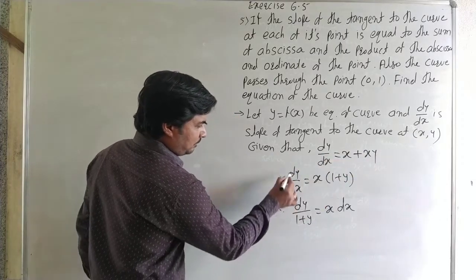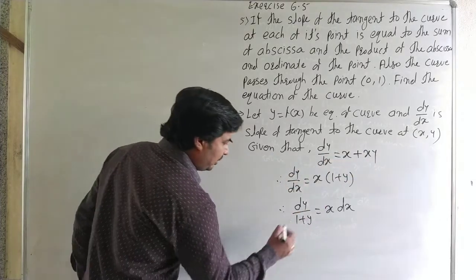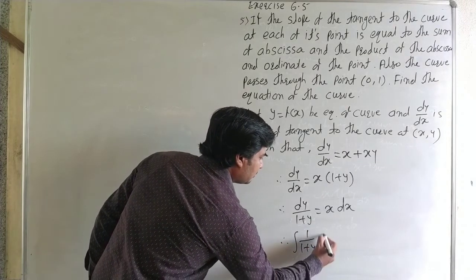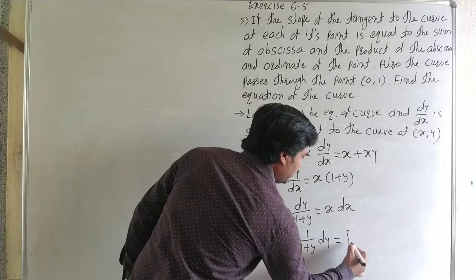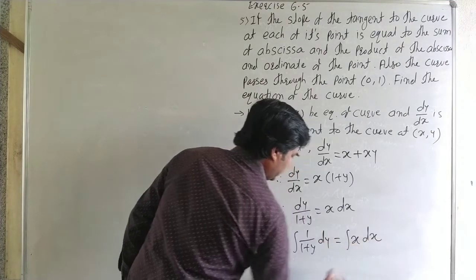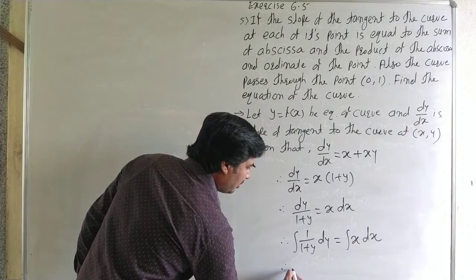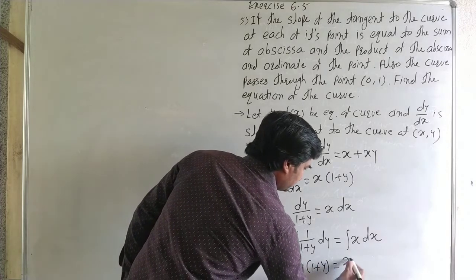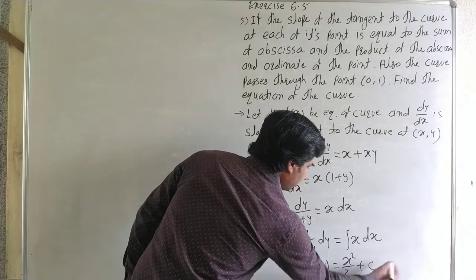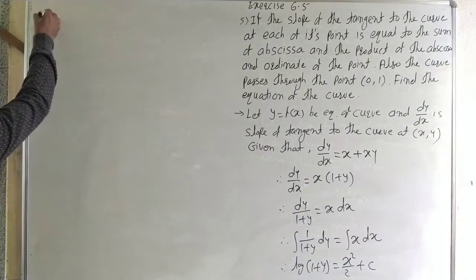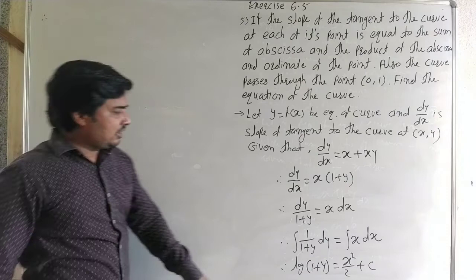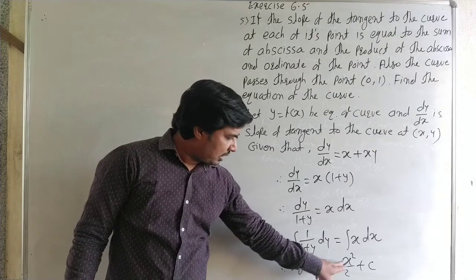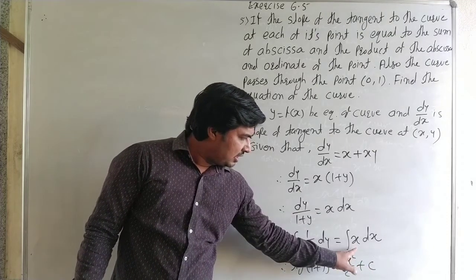Then we separate: dx and dy are separate, and we integrate. Integral of 1 by (1 plus y) dy is equal to integral of x dx. Now the integral of 1 by (1 plus y) is log of (1 plus y), which is equal to x square by 2 plus c. Therefore it is the general solution.